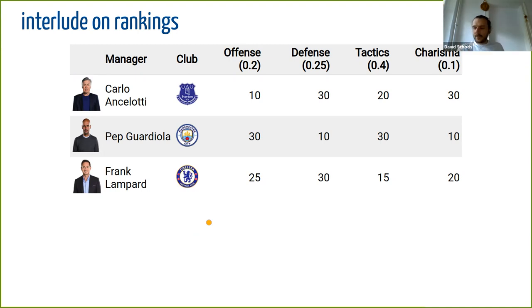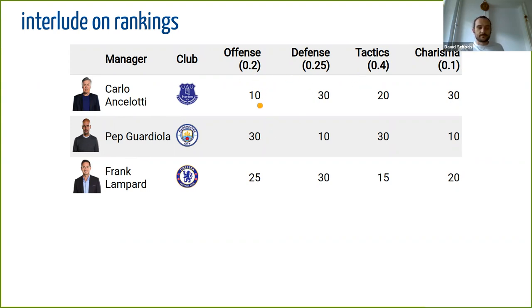Before we continue with these forms, just a quick interlude. So this is an example that still comes from my time in the UK. So that's why it's English soccer coaches, which are actually not, I should update them. I think Frank Lampard, for instance, and they are not the coaches anymore. But let's say they are still the coaches of these clubs, and they have values attached to how good they are in dealing with offense, defense, tactics, and their general charisma.